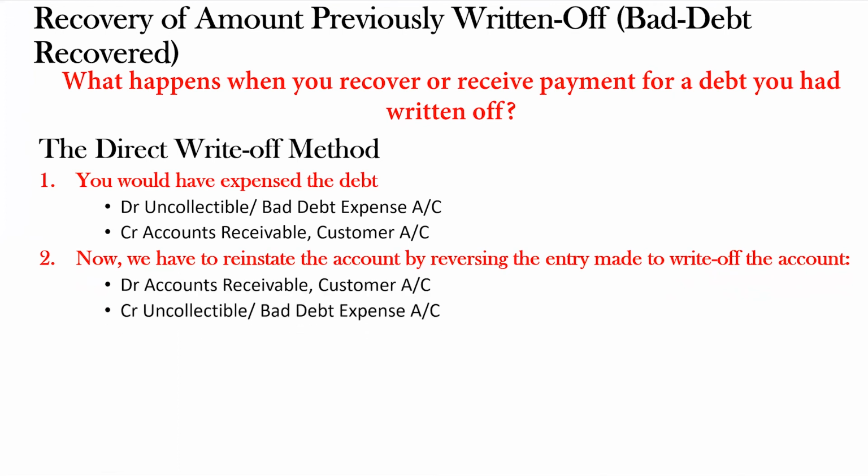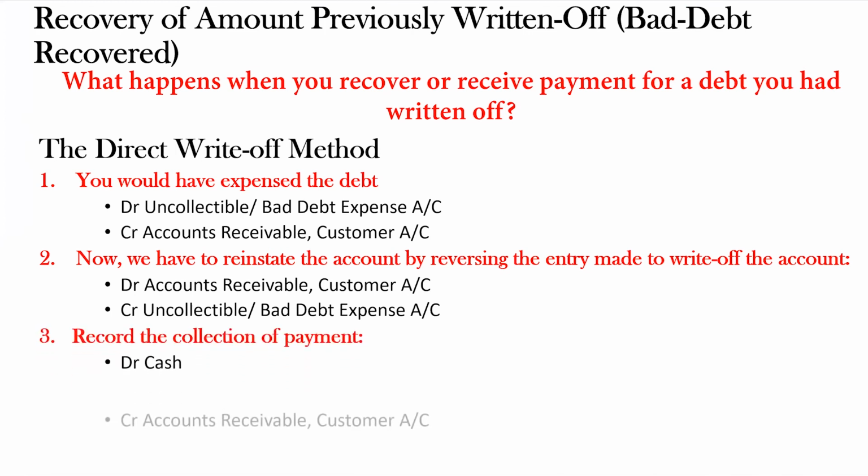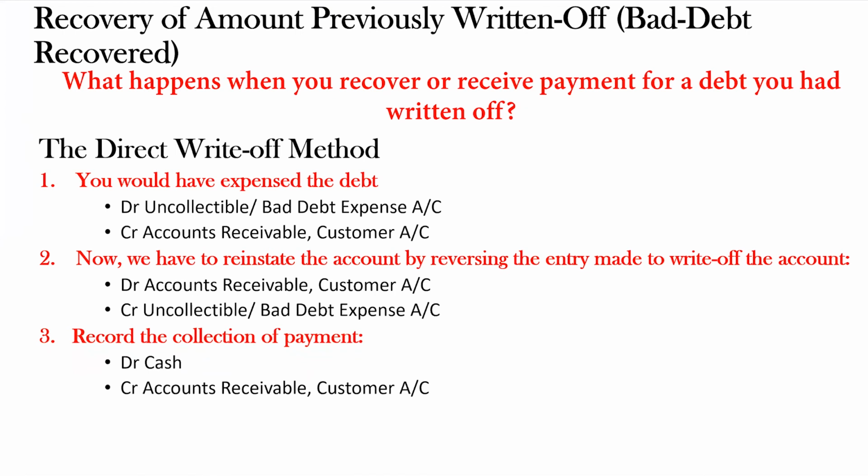So what we're doing is we're doing the opposite of what we did. We would have debited the expense, so now to reverse it, we have to credit the expense, and we would have credited the accounts receivables, so now to reverse it, we have to debit the accounts receivable. So now we've brought back the account to its original state of this person owing us. So now that we've received payment, what do we need to do? Record the collection of payment. And that's the same. Debit cash and credit your accounts receivable, right?